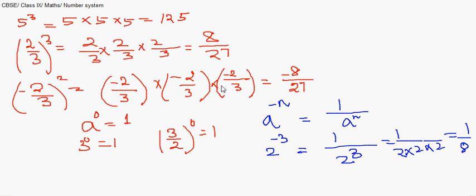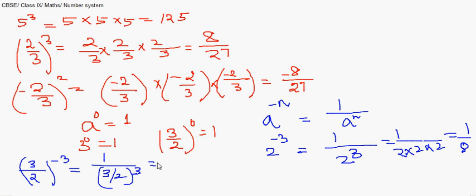If I have a fraction to a negative power, in that case what happens? If it is (2 by 3) to the power minus 3, that makes it 1 by (2 by 3) to the power 3, thereby reciprocating it. So it becomes (3 by 2) to the power 3, so it becomes 27 upon 8.